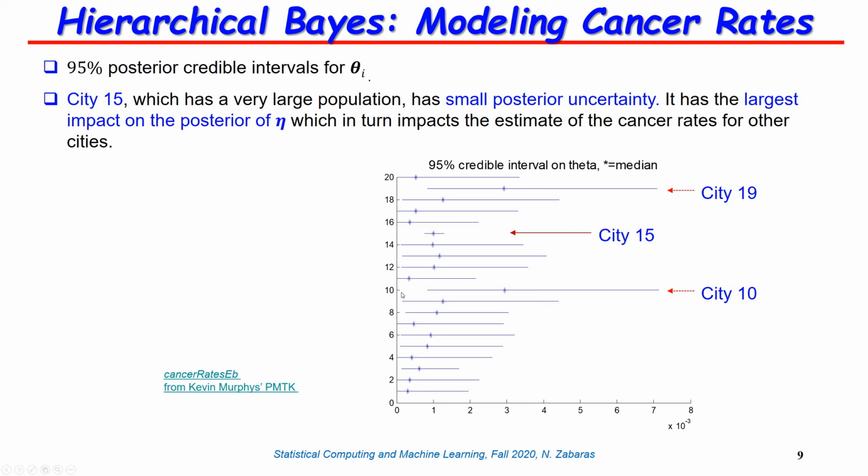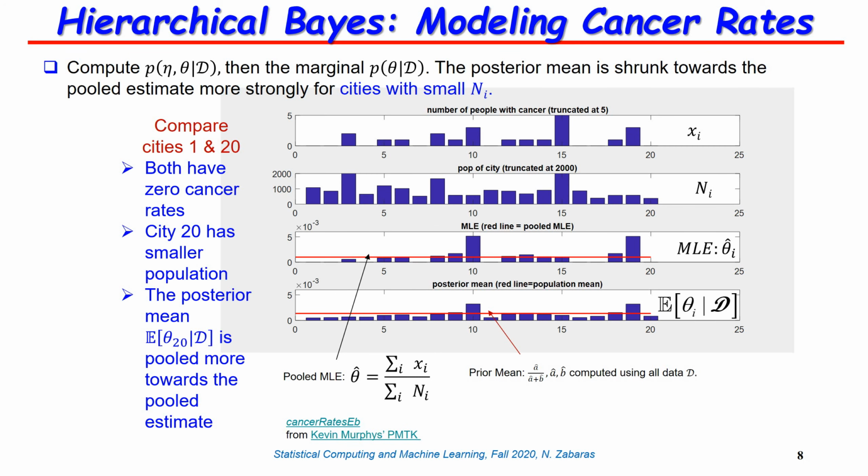Now let's look at city 10. Suddenly the error bars become enormous. So what's going on with city 10? If you look at city 10, the population is not as high, but there is a reasonable number of cancer cases in city 10. But if you look at the MLE estimate, the MLE estimate is very high.